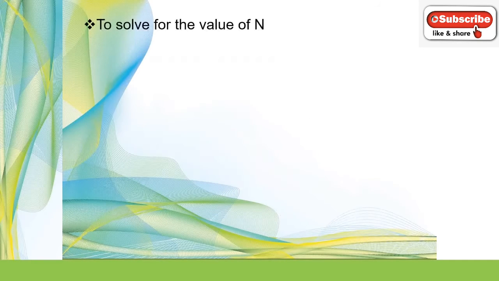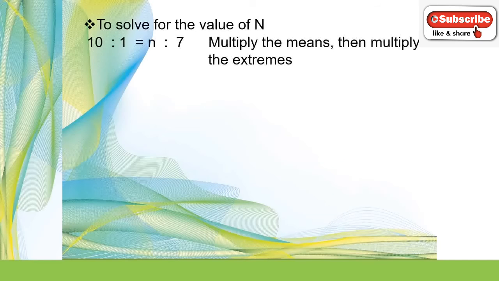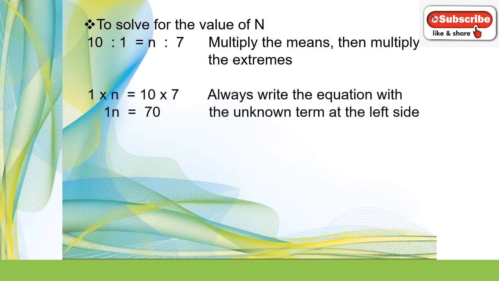To solve for the value of n in the equation, 10 is to 1 equals n is to 7. First, multiply the means, then multiply the extremes. So multiplying 1 times n, then 10 times 7. 1 times n equals 1n, 10 times 7 equals 70. Always write the equation with the unknown term at the left side.